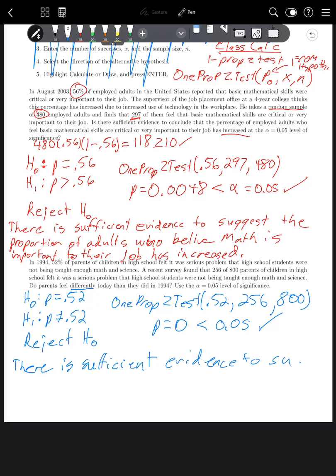to suggest, and now I'm going to shorthand this a little bit just for time, but you would want to write out in detail the conclusion here, which would be there is sufficient evidence to suggest that the proportion of parents who think their children are not being taught enough math and science is different today. And so what I'm going to write is to suggest the proportion is different. But if you're writing out a nice, good conclusion, you'd want to include more detail than that.